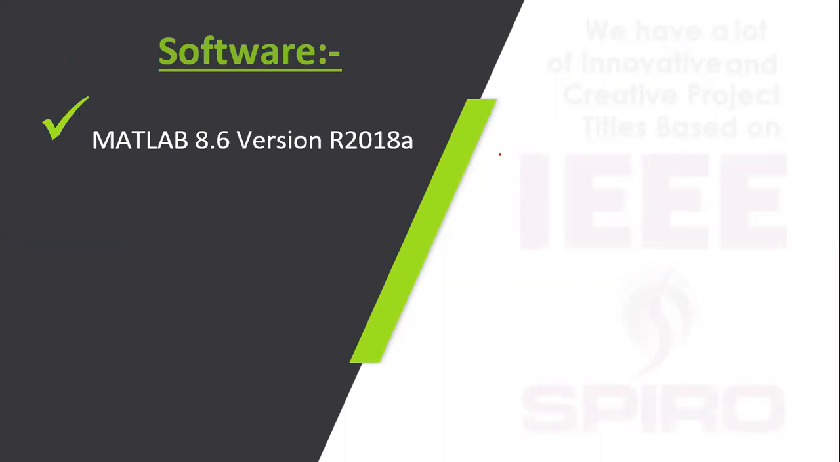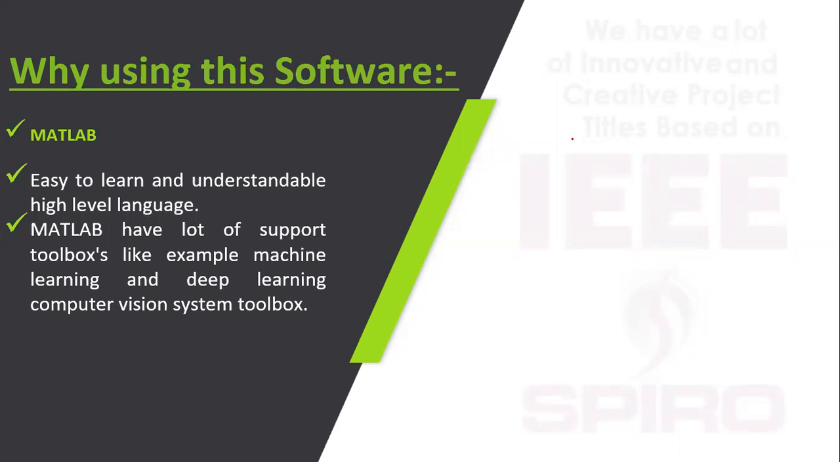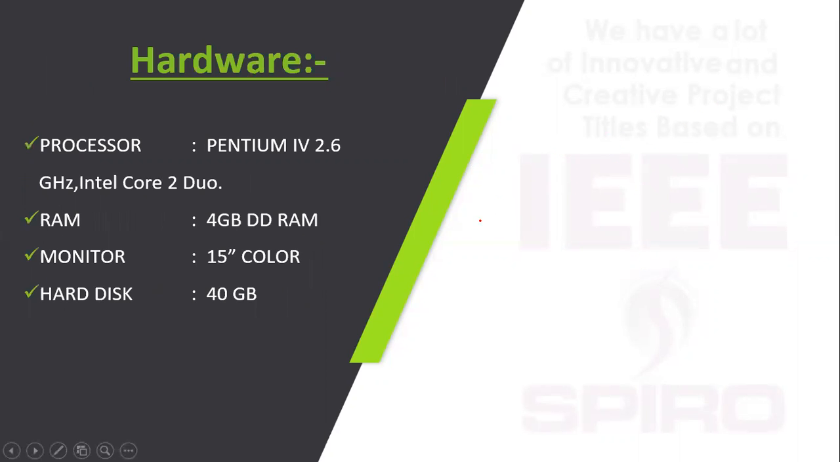Software: MATLAB 2018a. MATLAB is easy to learn, and it consists of many toolboxes like deep learning and machine learning toolboxes. A 64-bit OS is important to install MATLAB.